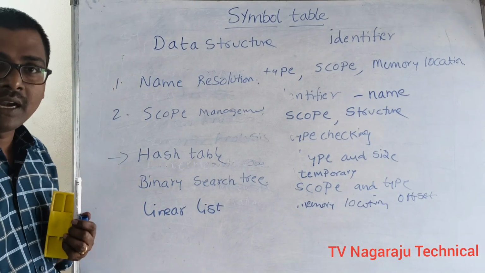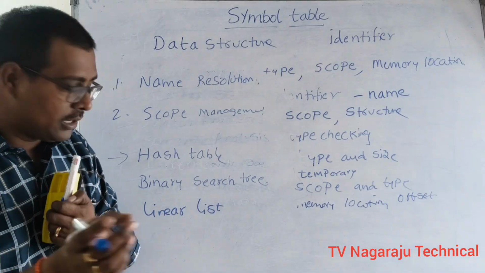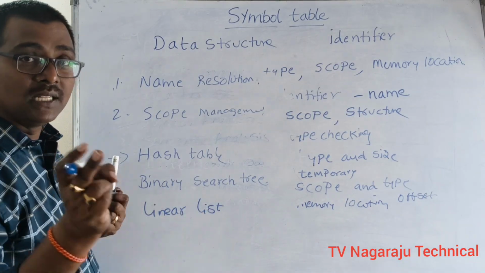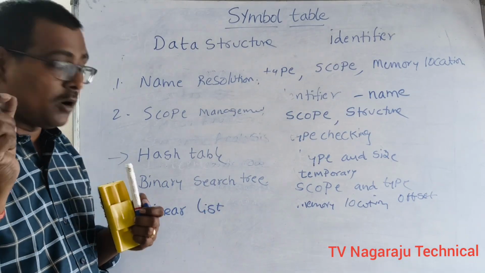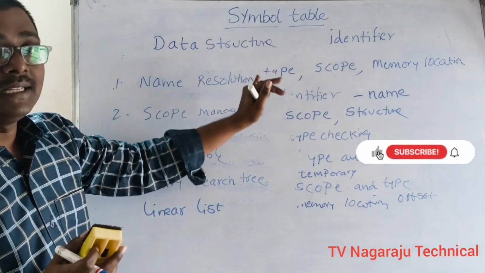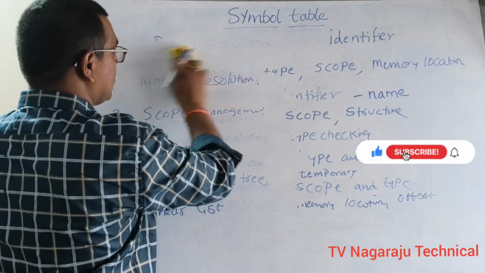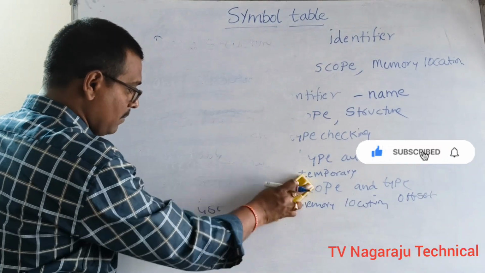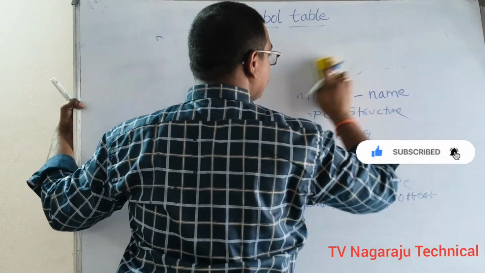The next scenario is a linear list. If time is not an important factor, we move to a linear list. But this is very slow, and it is only possible to use it for a small set of data. Okay, this is the symbol table. Now I will explain the symbol table with an example, and then we close.